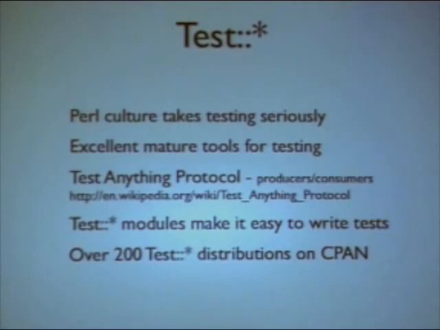There are 200 test distributions, not modules, 200 test-related distributions on CPAN that make it easy to do any kind of testing that you need to do. There'll be a test module that will abstract it to the level where you only have to write a couple of lines of code. And that's an important thing when writing tests.